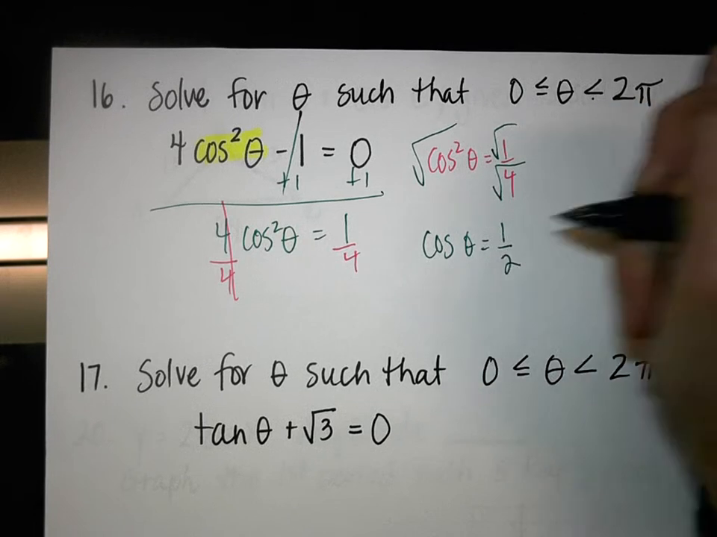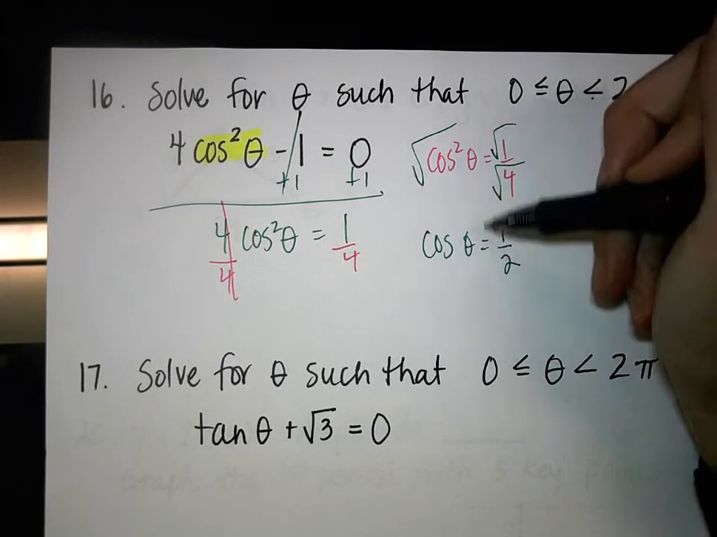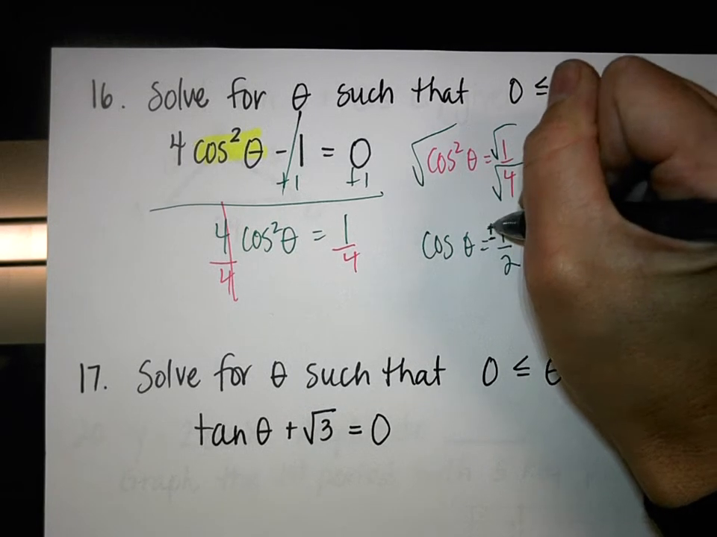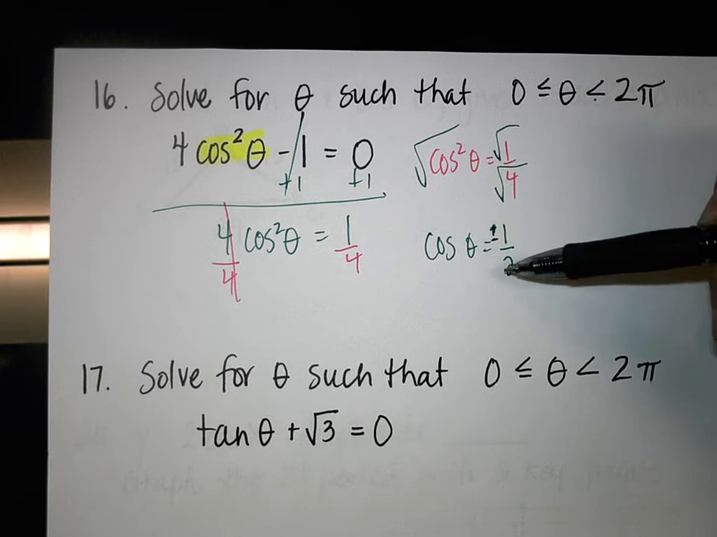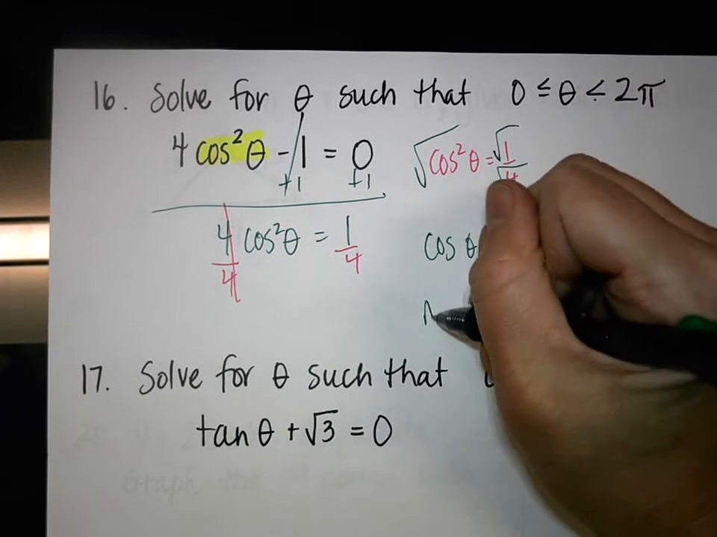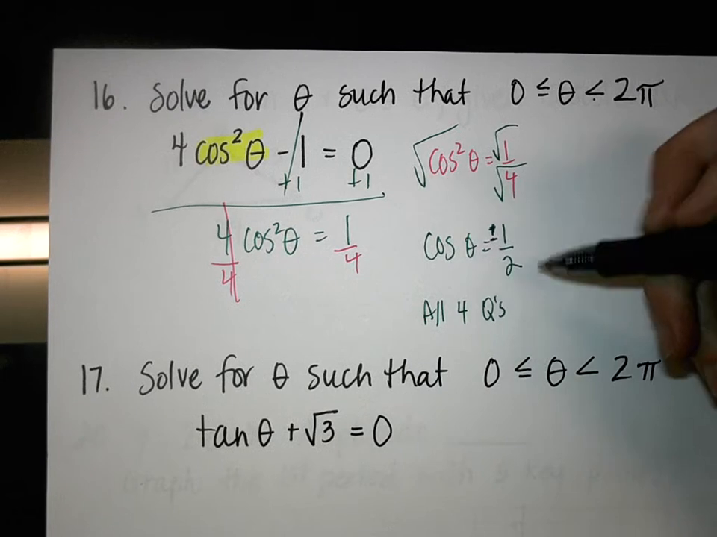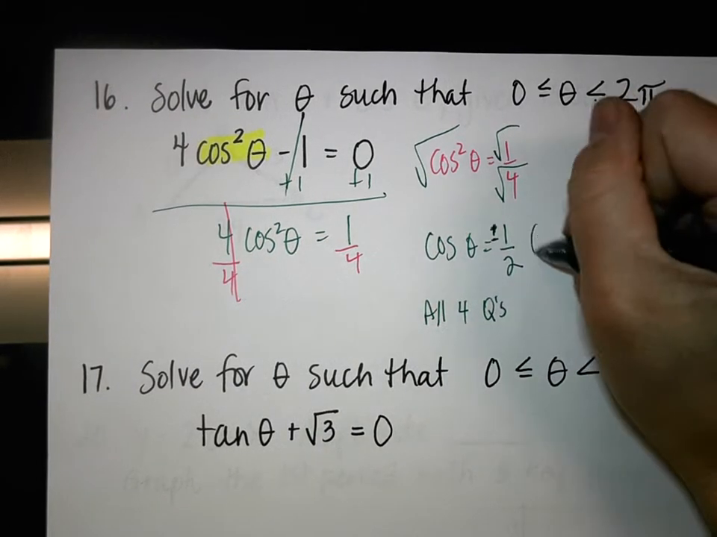Now, because I took the square root of both sides, we'd end up getting the absolute value, which means that this is going to be a plus or minus. So since cosine can be positive or negative, that means that we will find an answer in all 4 quadrants, because the x value can be a positive 1/2 or a negative 1/2, and we're looking at the x values.